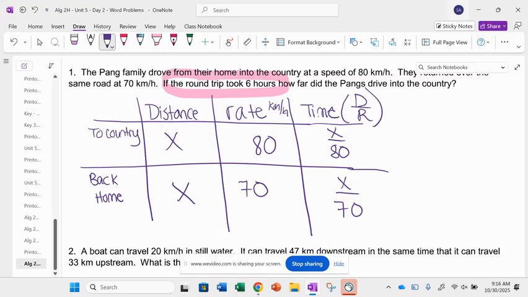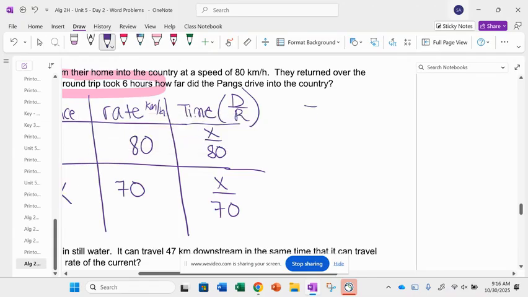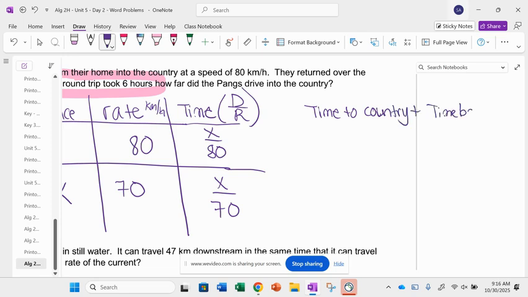We're going to use our last column to make an equation. So we know time to the country plus time back should equal what? 6 hours. Yep, not 60, 6 hours. So the time to the country is X over 80. The time back is X over 70, and that has to equal 6.